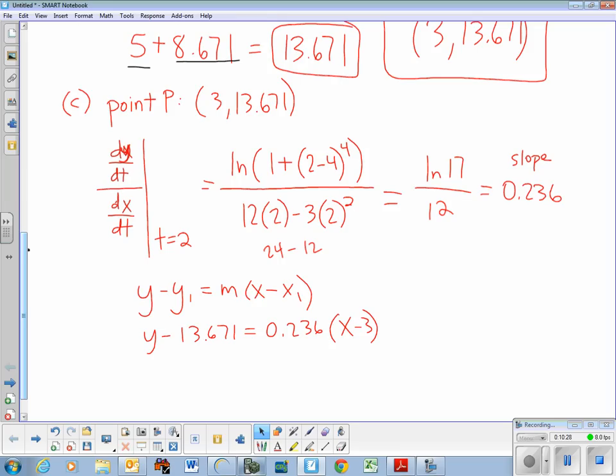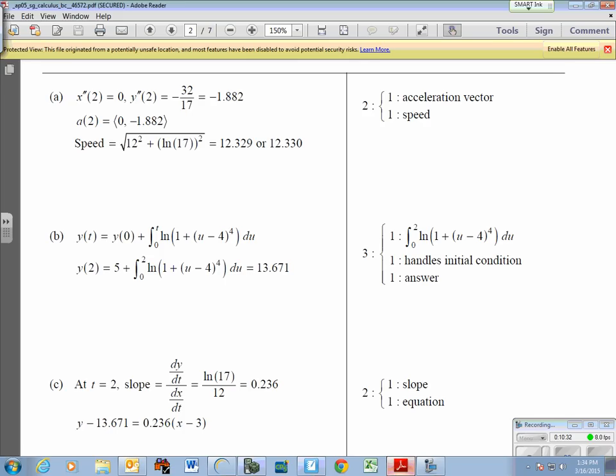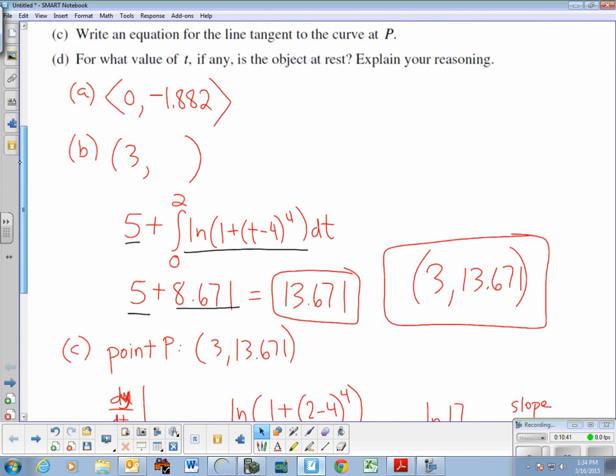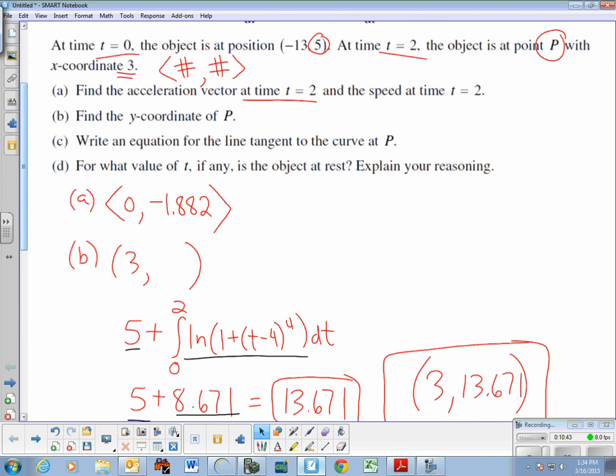And we can check these. These are all posted. I like to confirm what we do with the answer. So let's look at what we did. I forgot the speed. I see 0 and negative 1.882. So there is our acceleration vector. I'm going to go back for the speed. I forgot it asked us for the speed at time t equals 2. But I'll finish checking these.